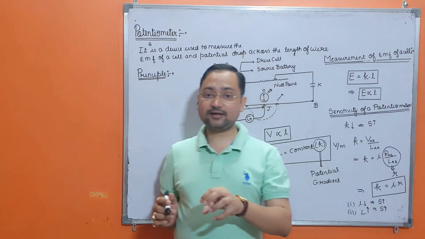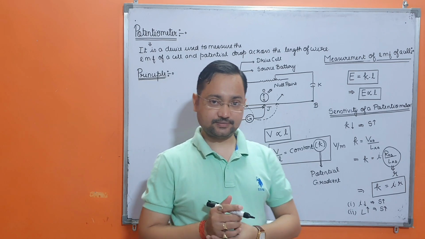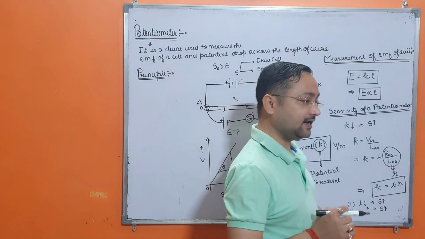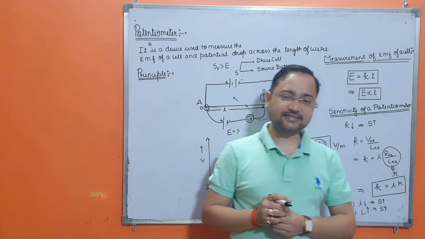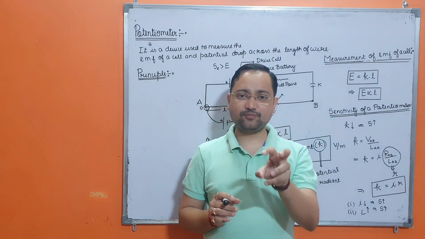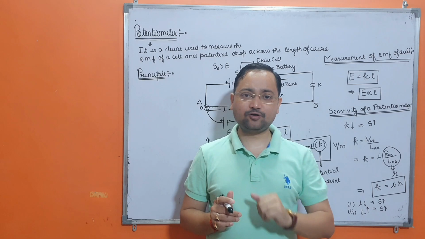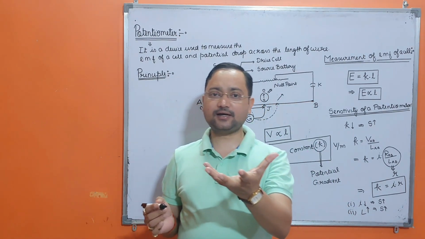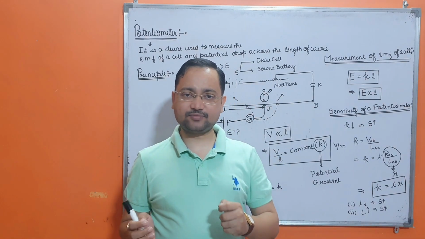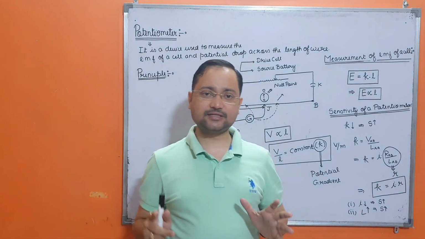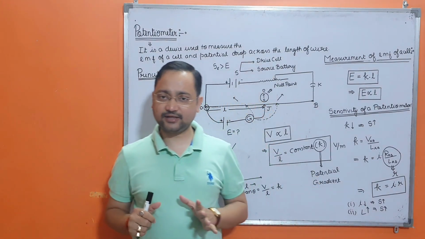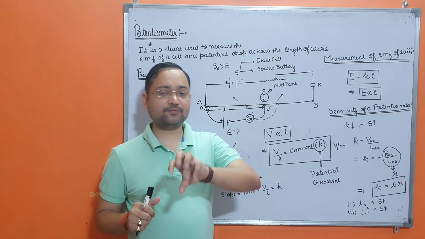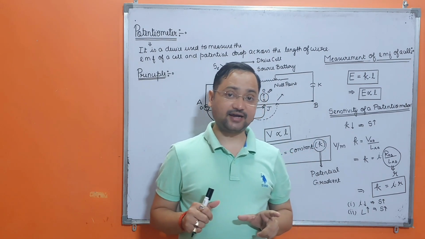Why is a potentiometer called an ideal voltmeter? Again, I am repeating: why is a potentiometer called an ideal voltmeter? First, what is a voltmeter, and what do we mean by an ideal voltmeter? We know that a voltmeter is an instrument by which we can measure the potential drop or the EMF of a cell by connecting it across the terminals, across the ends of the wire. And the resistance of an ideal voltmeter is infinite.